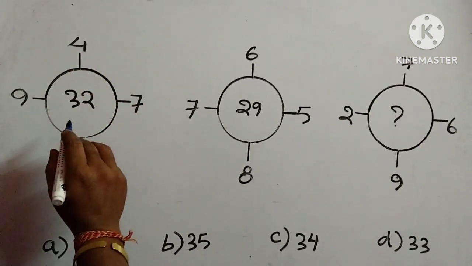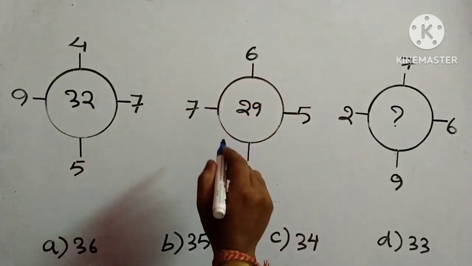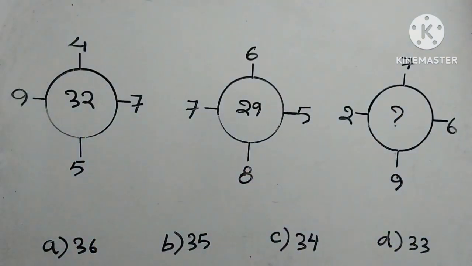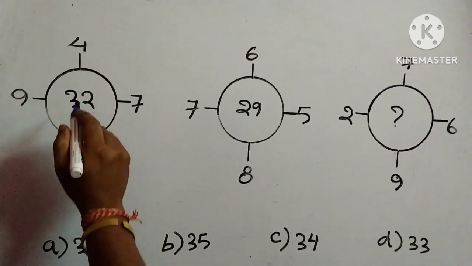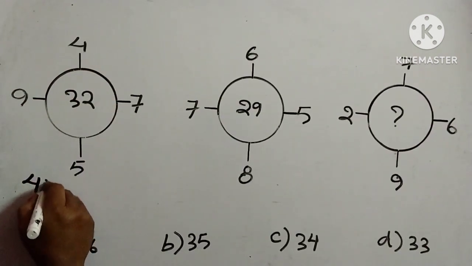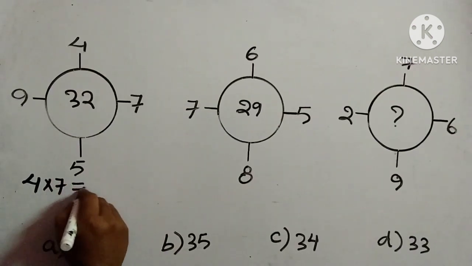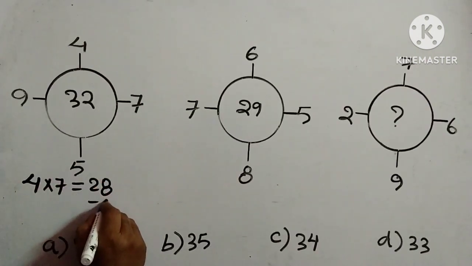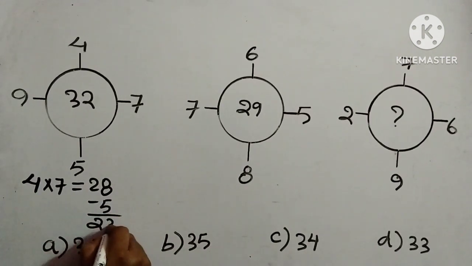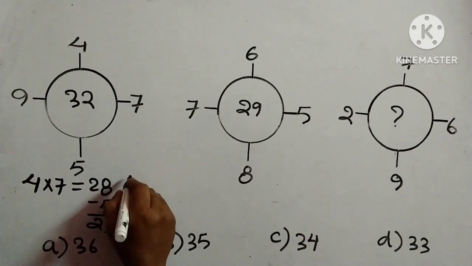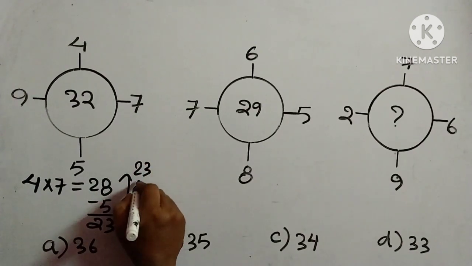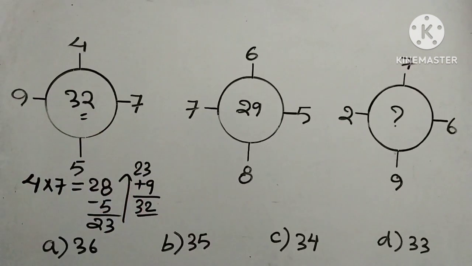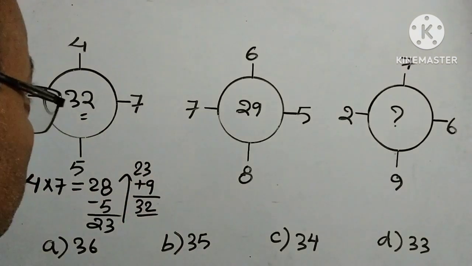So accordingly, we will try to solve this first figure. Once we are able to do it, we will implement the same process in the second figure. And if it holds true, then we will implement the method in order to get the answer. We will consider the first figure. We will consider 4 and multiply it with 7. So 4 into 7 is 28. Now if we subtract this 5 from 28, it comes to 23. Now we add 23 plus 9. So it comes to how much? 32, which is given.